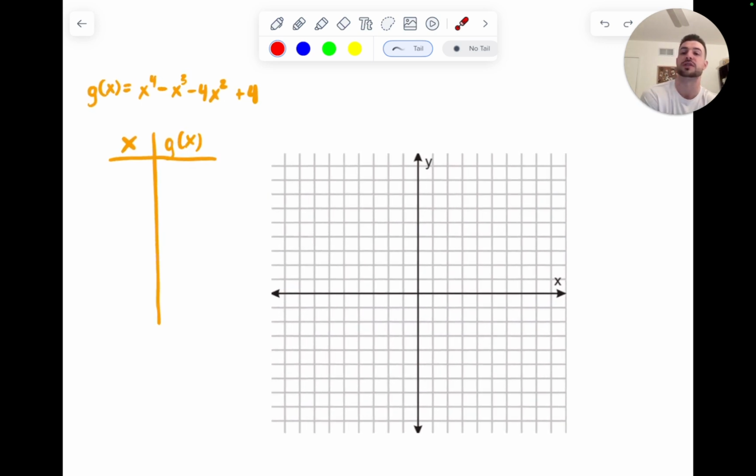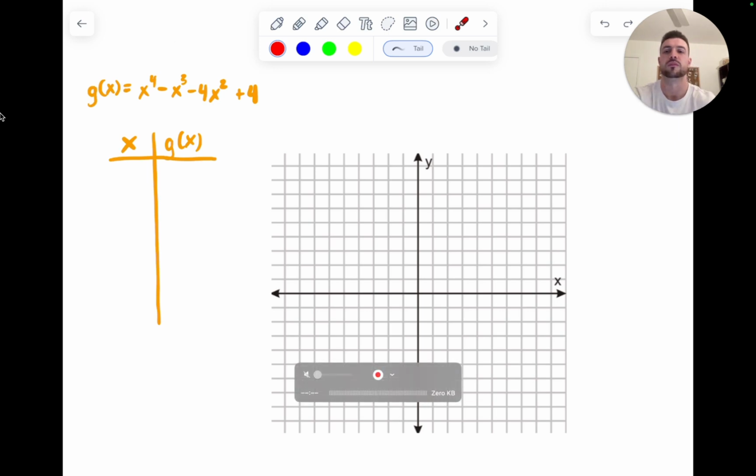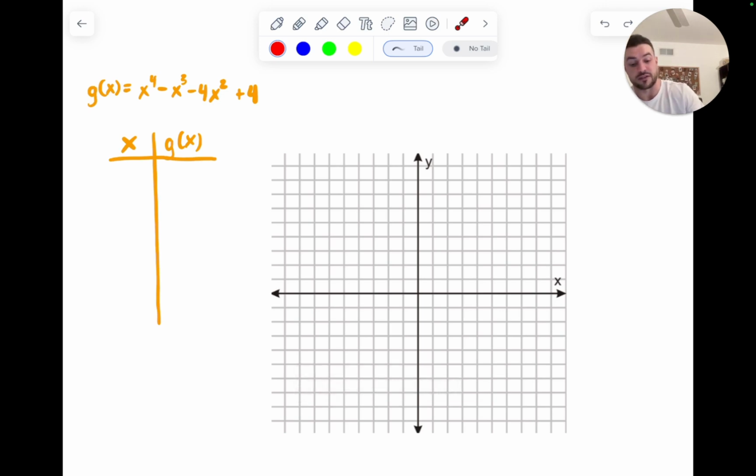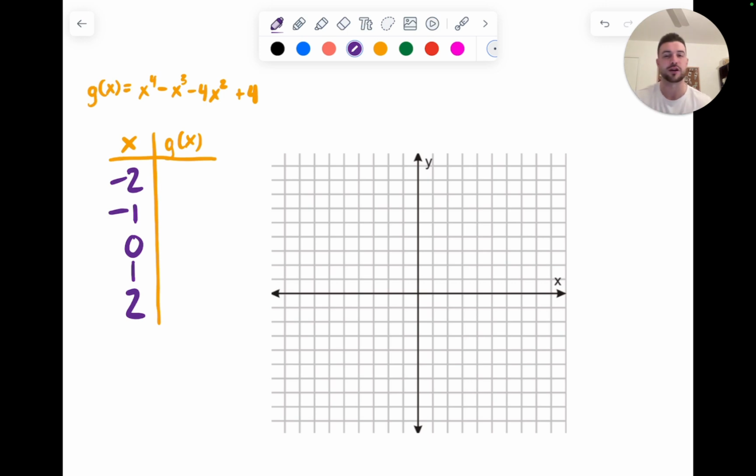Now, we are going to do the same thing over here with a function we call g of x, which is x to the fourth minus x to the third minus 4x squared plus 4. Now, let's start the same process. What I want to do is pick some good x values, so I will pick the same ones as before, -2, -1, 0, 1, and 2. Again, those are my go-to. I think they're probably the easiest ones for us to use, and they include both positives and negatives.